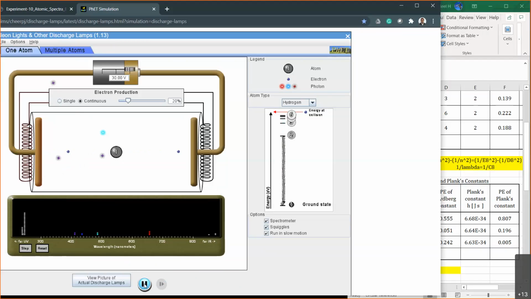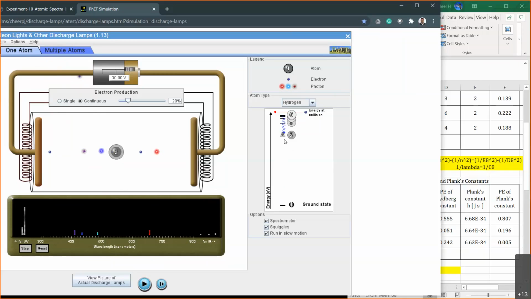Light blue, purple again, purple again. Is that the dark blue? 6 to 3. Yeah, that's the dark blue.